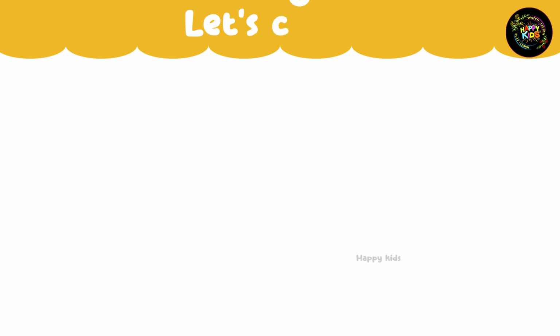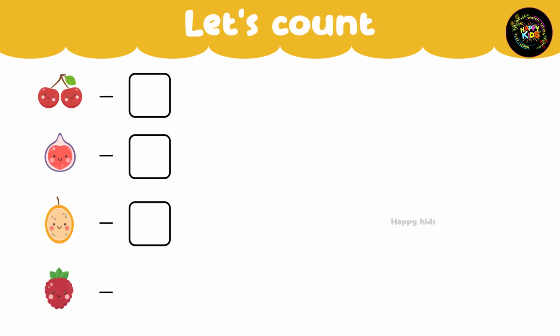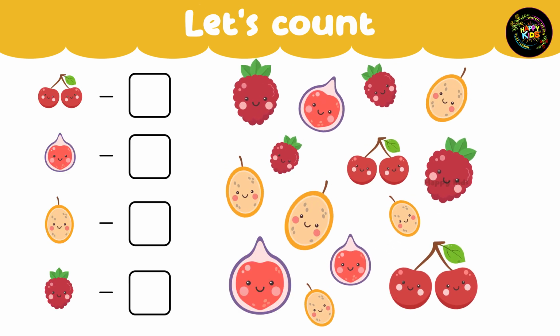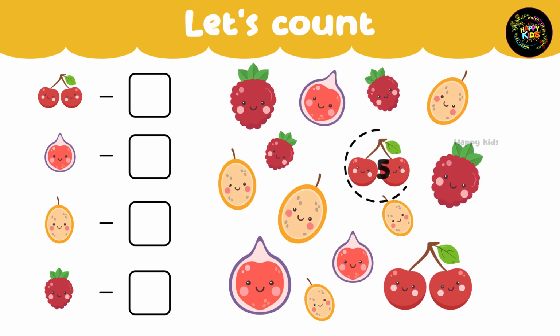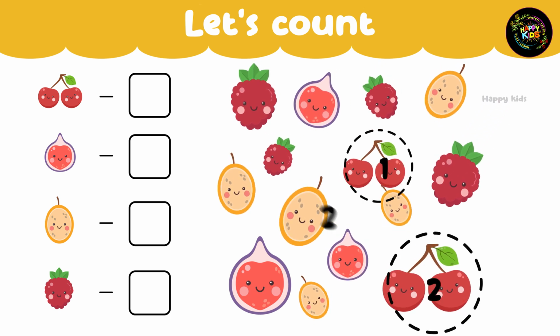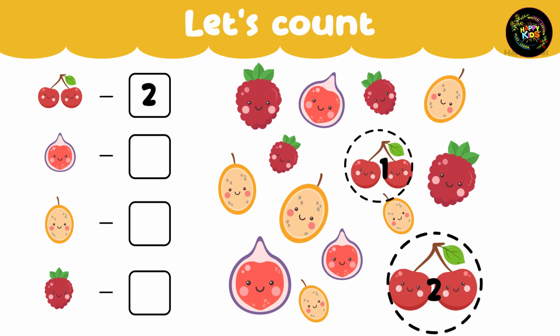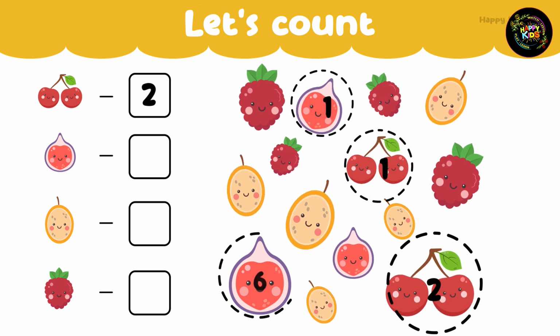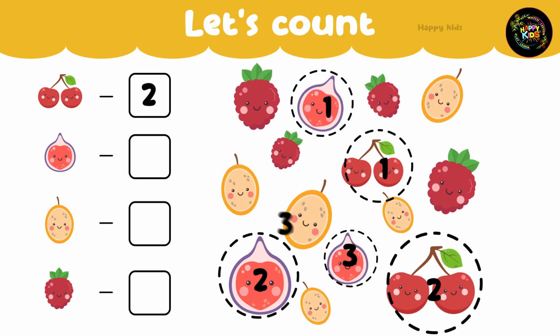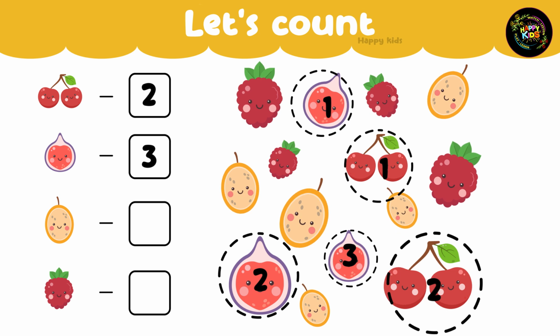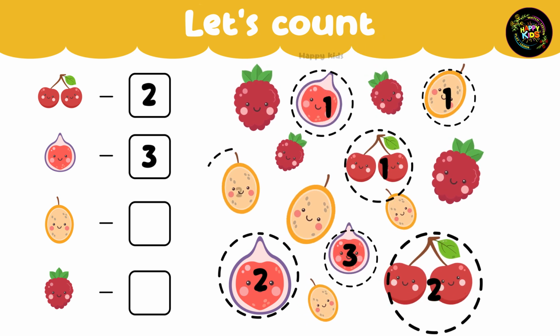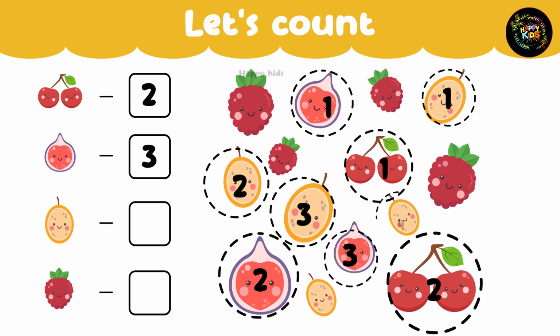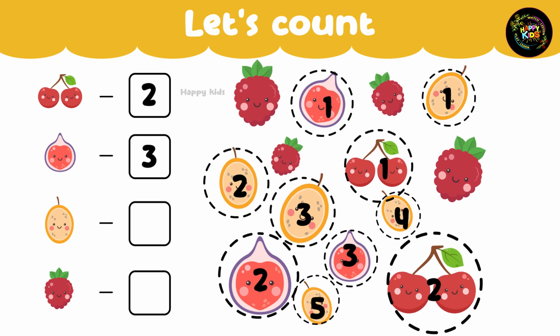Let's count. Cherry. 1, 2. 2. Fig. 1, 2, 3. 3. Orange. 1, 2, 3, 4, 5.